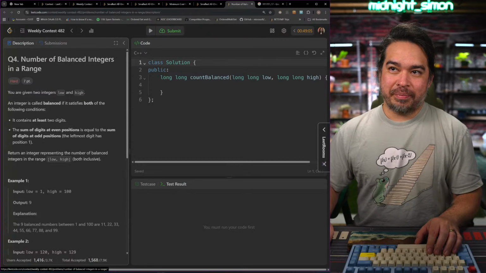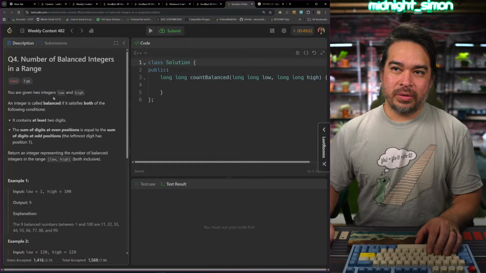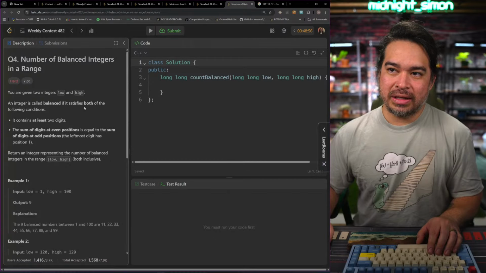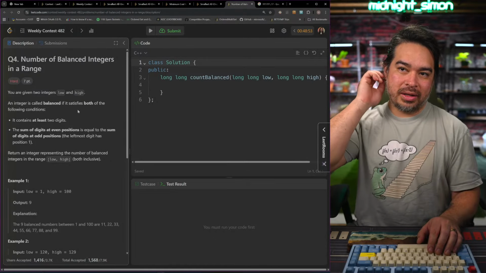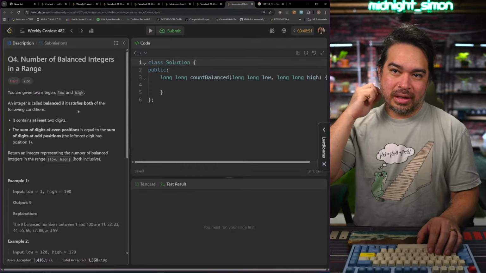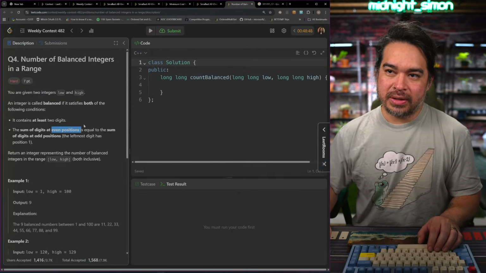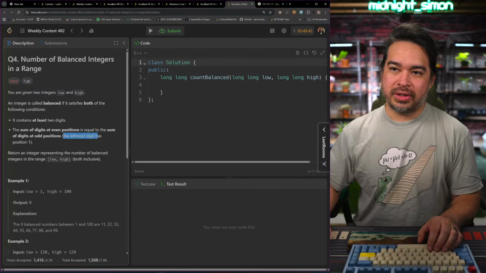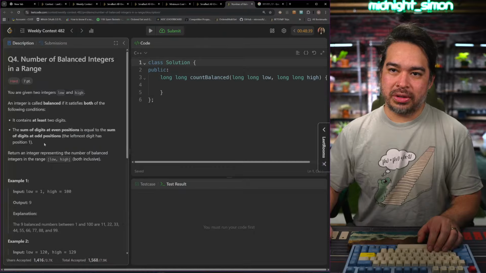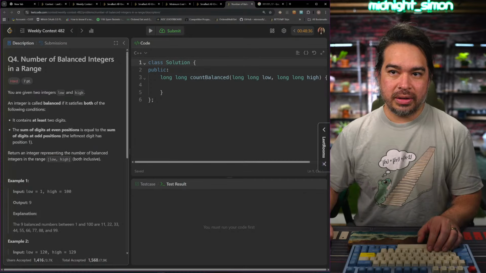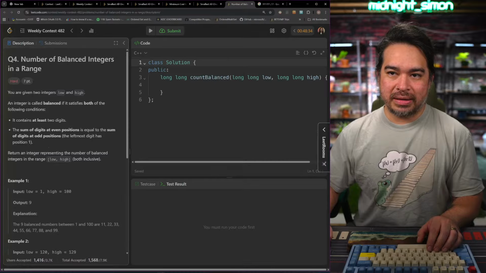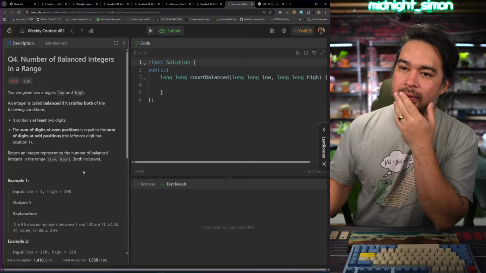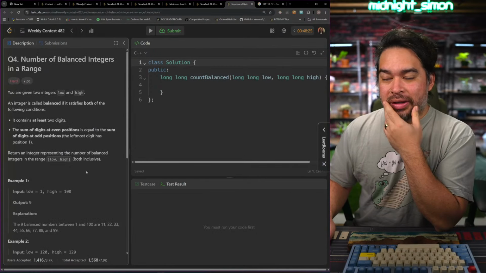We'll read it. Number of balanced integers in a range. You're given two integers, low and high. An integer is called balanced if it satisfies both of the following conditions. It contains at least two digits. The sum of digits at even positions is equal to the sum of digits at odd positions. The leftmost digit has position 1. Return an integer representing the number of balanced integers in the range low to high, both inclusive. How the hell, man?